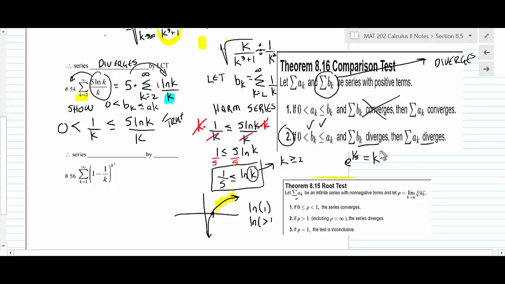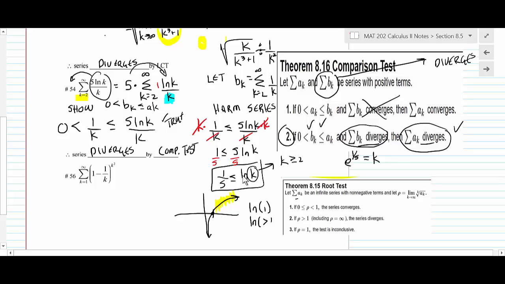Therefore, in our comparison test, since we're comparing it to a divergent harmonic series, now we can conclude that this also diverges. Okay, and that's by just the comparison test, not the limit comparison test. Now, a lot of what I'm doing there is kind of stuff in my head. I'm just trying to verify that this inequality is always true. And it is based on what I know about graphing.